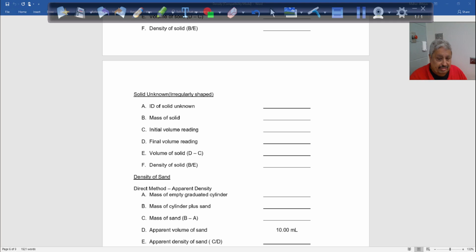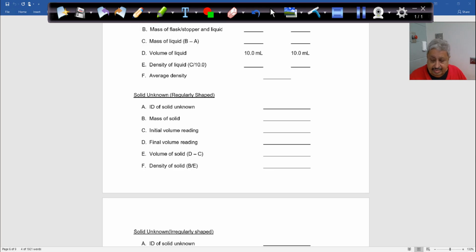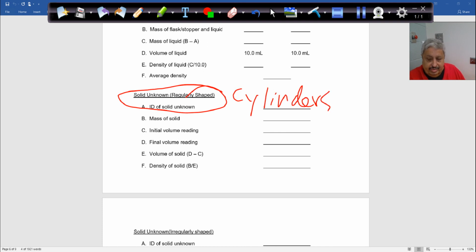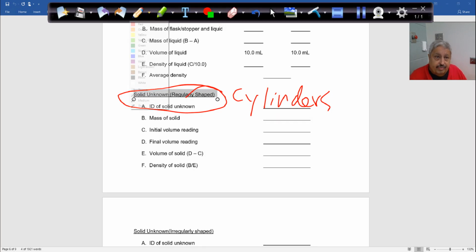You can verify, and they have a name here. They said solid unknown 2. Solid unknown 2, that's their ID. Solid unknown 2, that's the irregular shots. You then do the same thing we did for the solid at the top here. So this one here for the cylinder, and those are the shots, correct?